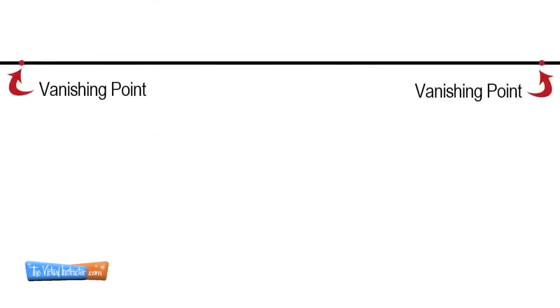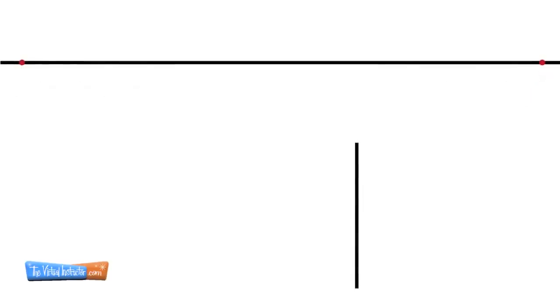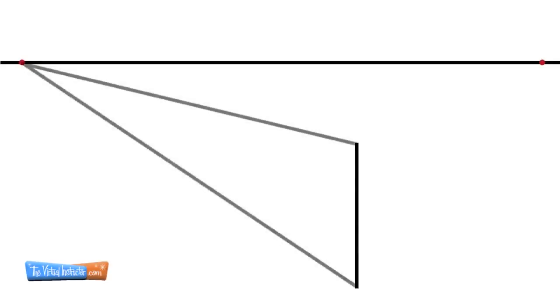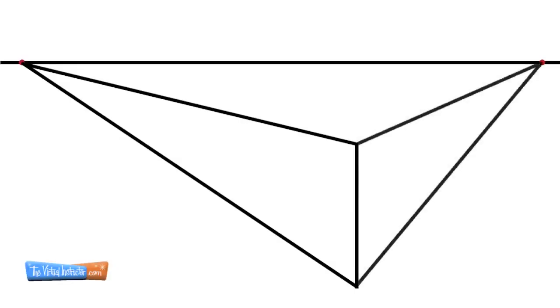A second type of linear perspective is two-point perspective. Two-point perspective also begins by establishing a horizon line. In this case, two vanishing points are placed on the horizon line. Next, a corner is drawn in between the two vanishing points. This corner represents the corner of the cube. Two lines are drawn from each end of the corner to one of the vanishing points. This process is repeated on the opposite side.